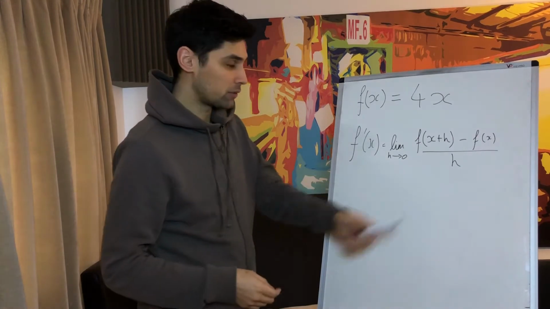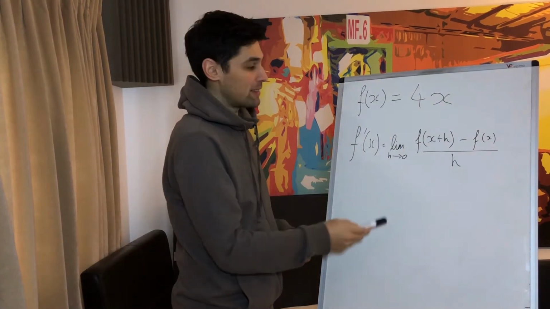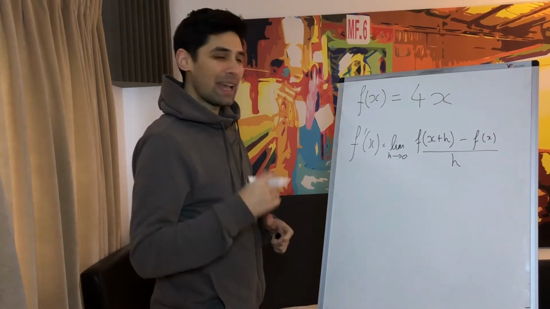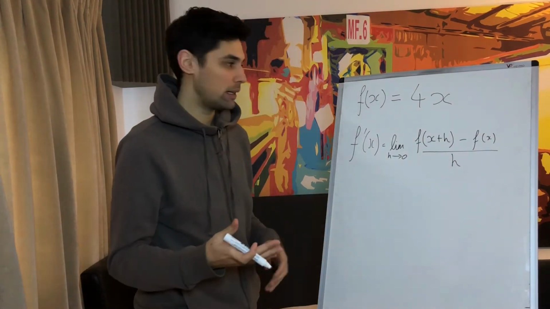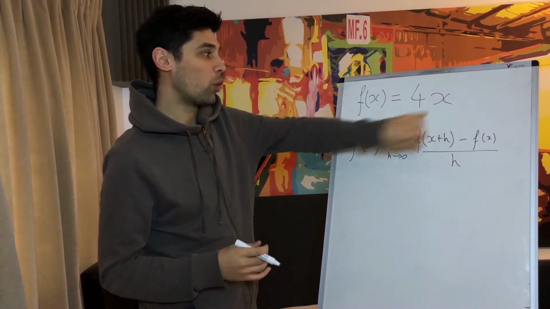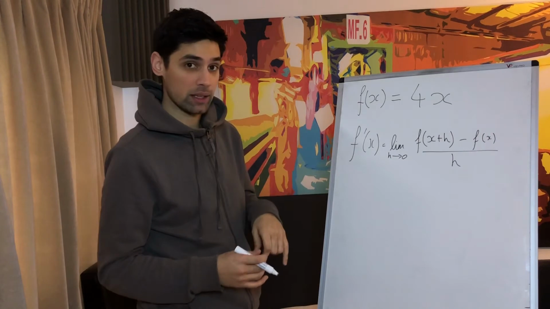So this is the formula for differentiation from first principles. You don't really need to worry too much about this lim h to 0 bit. We'll focus on that a little bit later. The main issue that people have is this f of x plus h. But in reality, it's just basic substitution. So in this case here, f of x is 4x. We want to find the derivative of 4x, so f dash x.